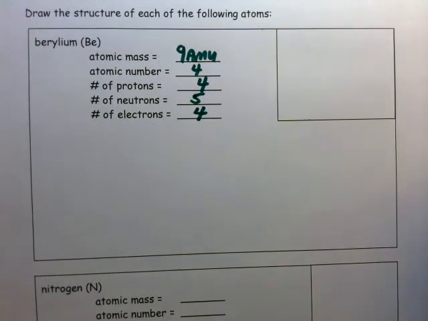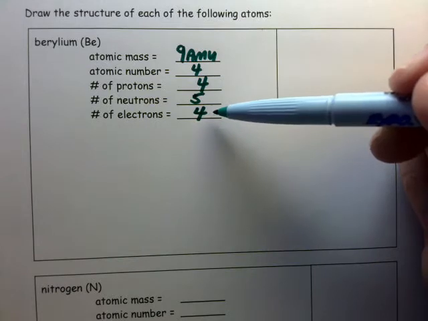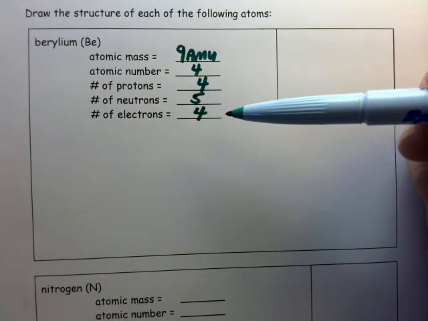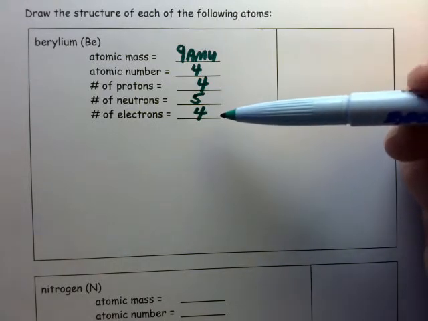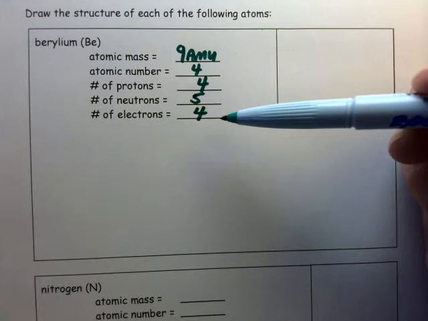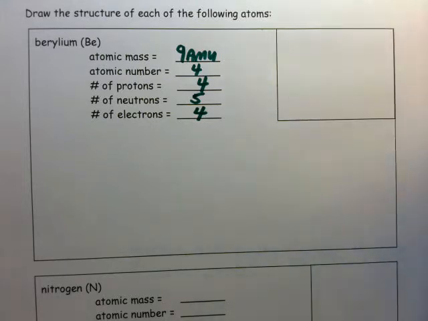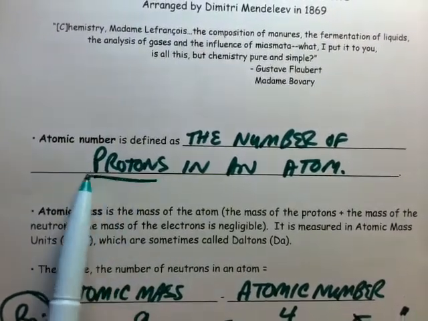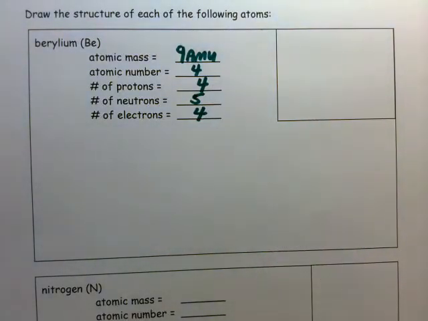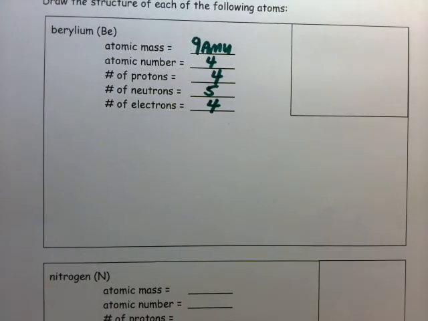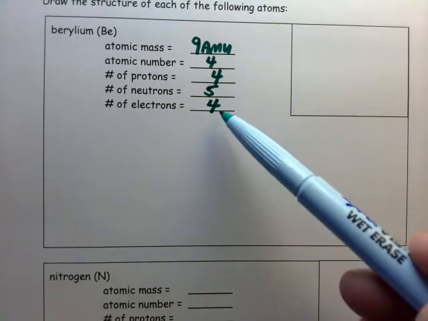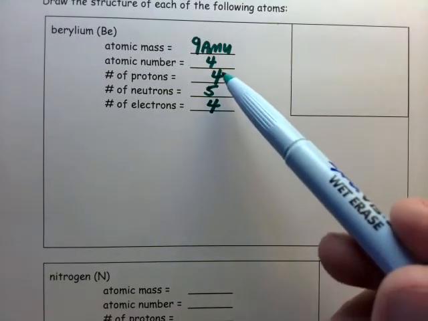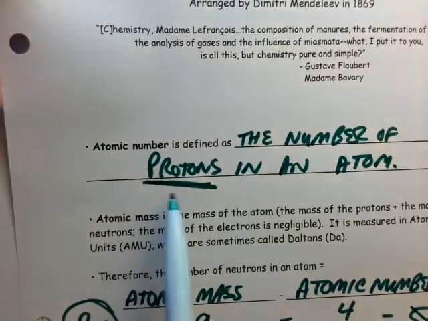Now, a little side note right now before we go further. Do not fall into the trap of defining the word atomic number as the number of electrons. The definition of the term atomic number is just what we wrote on the previous page. It's the number of protons in an atom. You may say, well, yeah, but it's the same. When we start talking about things like ions later on, we'll see that electrons come and go, protons don't. So the definition of atomic number is the number of protons.